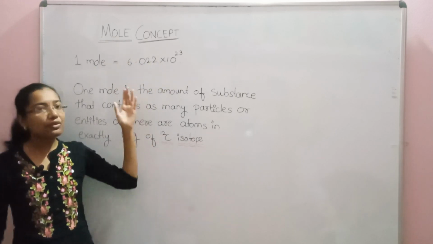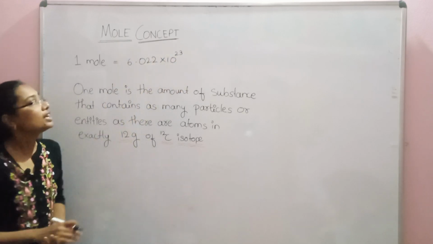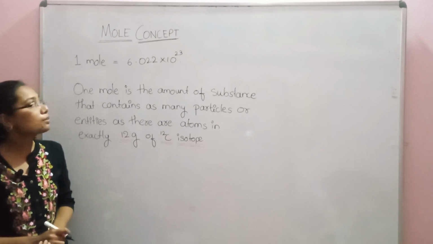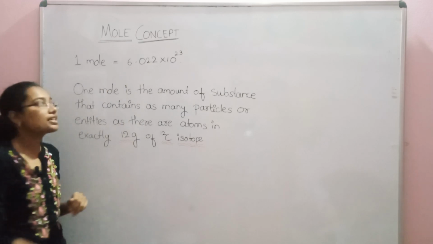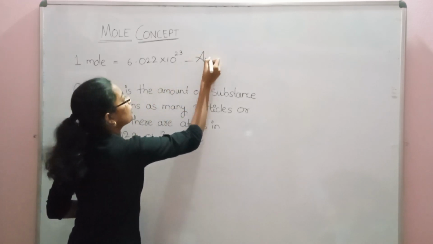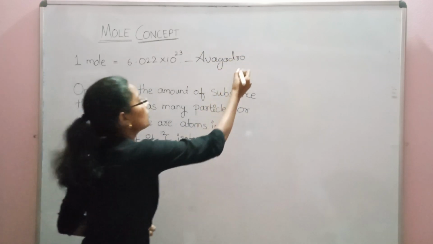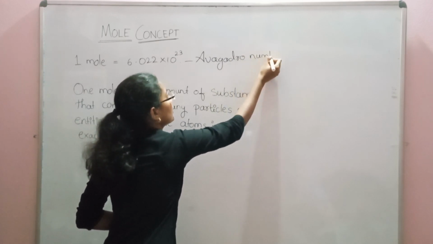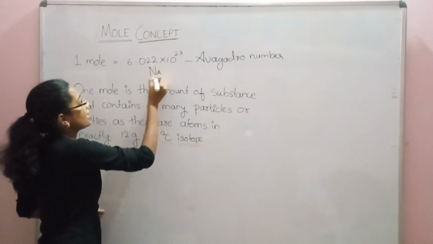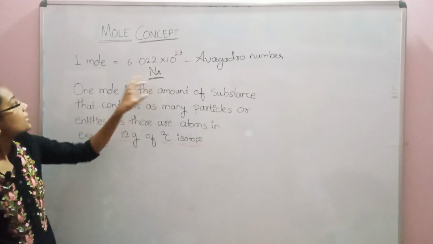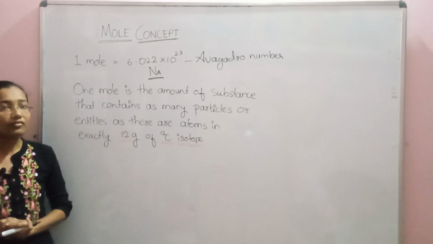And we have a name for this constant, 6.022 into 10 to the power 23. That name is Avogadro number, which is represented by Na. This is the representation of 6.022 into 10 to the power 23.